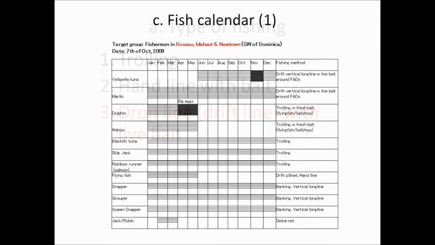This is a diagram of a fishing calendar assembled from information derived from fishers of Roseau, Mahaut and Newton through consultation on the 7th of October 2009. In this consultation, fishers were asked about their catches at different times of the year and which species were the dominant ones at this time. And this is a table of the results which we derived from the information given to us.